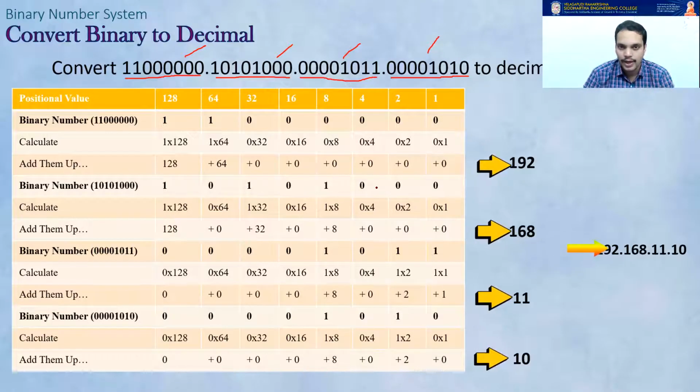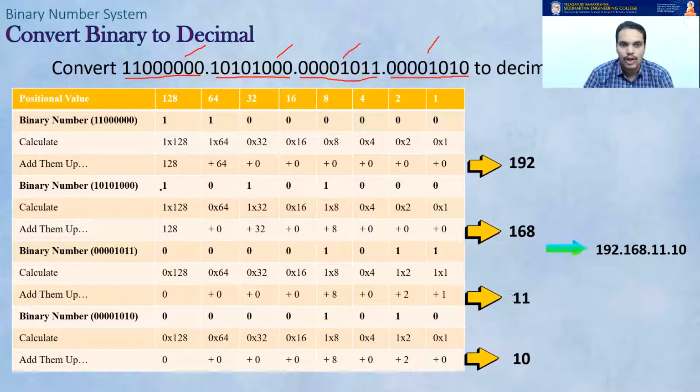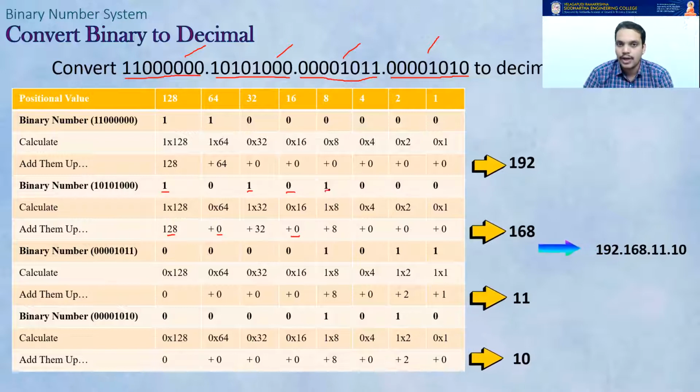I have written them down here, and let me just do the same calculation once again because it's powers of 2. I have 1 here, so we have 128 here. So 128. I have a 0 in 64, so I just put a 0 here. I have 1 in 32, so I put a 32 there, and there is a 0 here. I put a 0 here. There is a 1 in 8th position, so I put 8 here plus 8, and the remaining are all zeros.